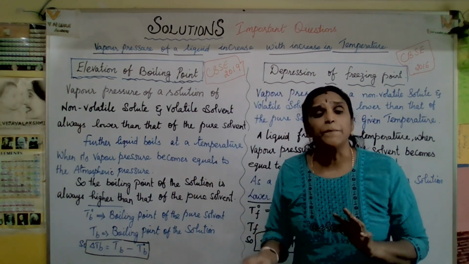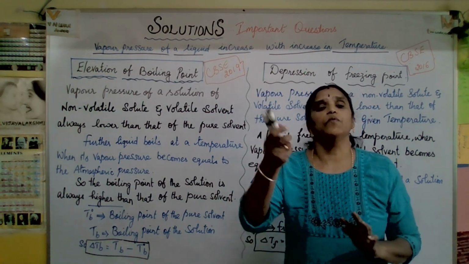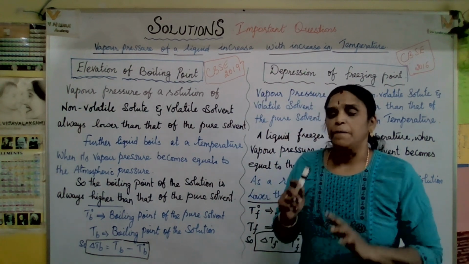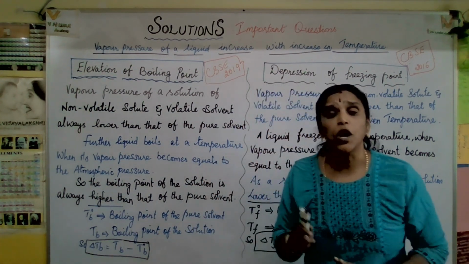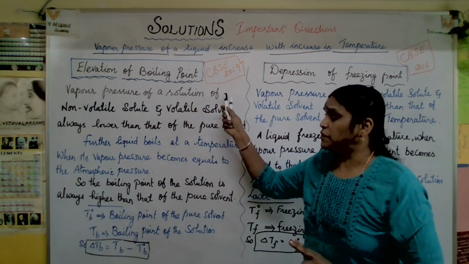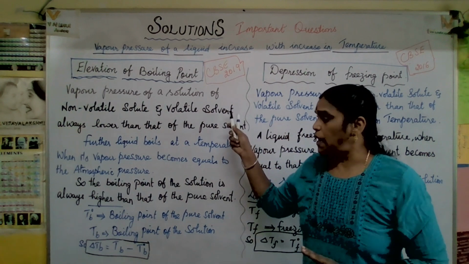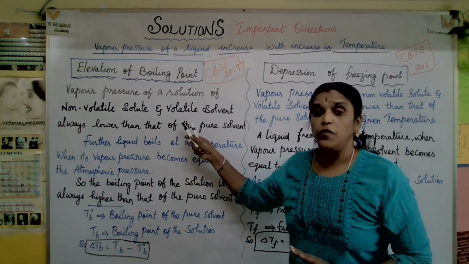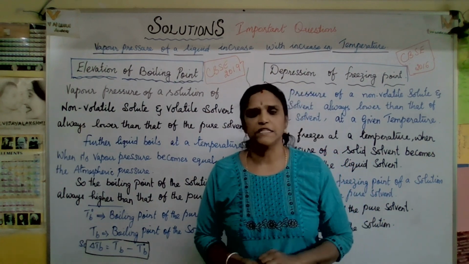When the temperature increases, the vapor pressure of the solution also increases. Raoult's law, second category, you have already gone through what it is. Vapor pressure of a solution of a non-volatile solute and a volatile solvent is always lower than that of the pure solvent. That is what it has mentioned.